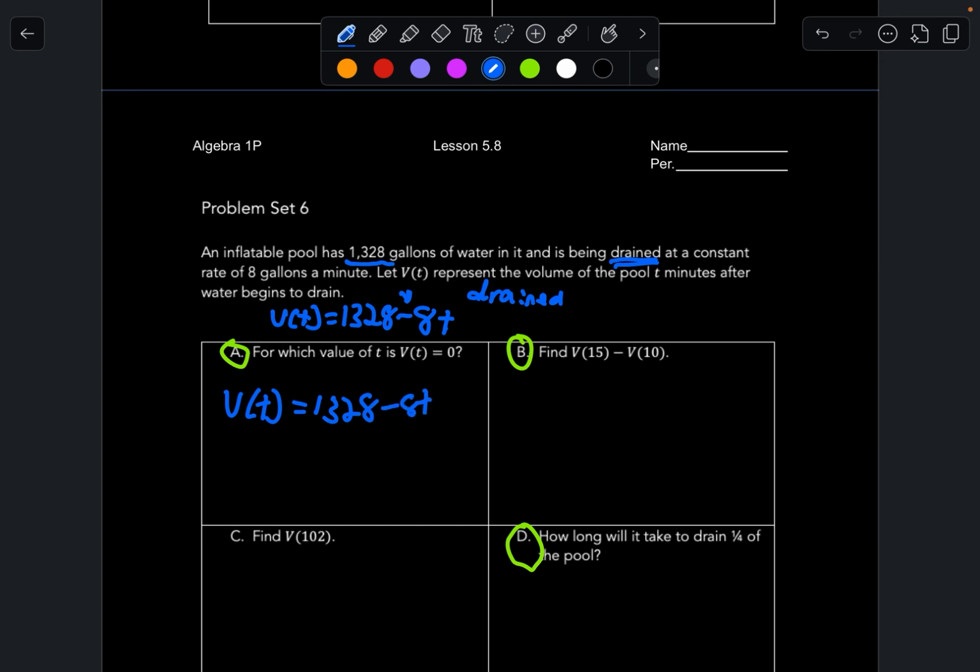They want to know, when does this equal 0? Well, to solve this, we're going to have to solve that equation. How do we do it? Subtract 1328. We have to isolate the t. We get this. I'm showing every step. And then divide by -8.